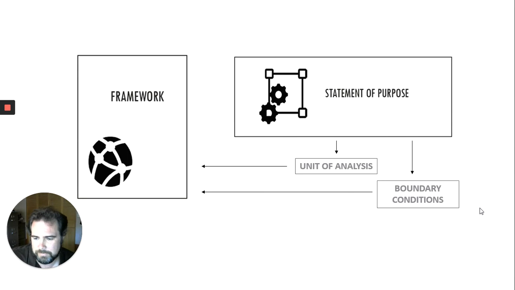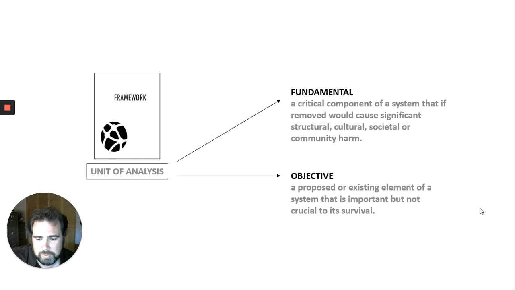The framework is primarily built by closely examining the unit of analysis and its place within the boundary conditions. Any unit of analysis can be broadly categorized as either a fundamental or objective unit. A proposed or existing element of a system that is important but not crucial to its survival is an objective unit. Startup accelerators or community investment funds are examples of objective units. A critical component of a system that, if removed, would cause significant structural, cultural, societal, or community harm is a fundamental unit. Housing and healthcare are examples of fundamental units.